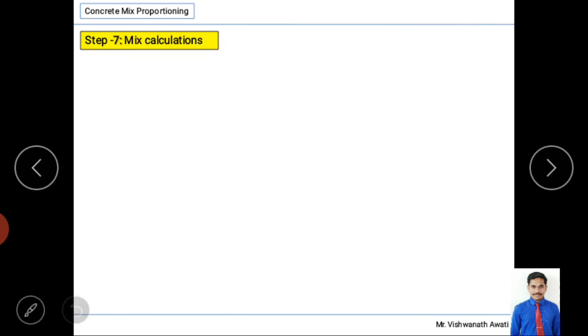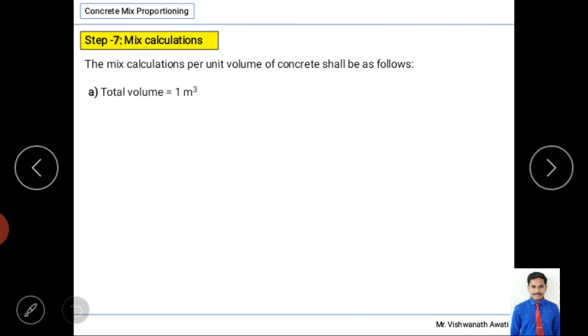So next we will go for step 7. Here it is mix calculation. Mix calculation means in terms of meter cube, right? The mix calculation per unit volume of concrete shall be as follows. So what is the total volume? We are taking 1 meter cube, in a unit form. Here it is 1 meter cube.